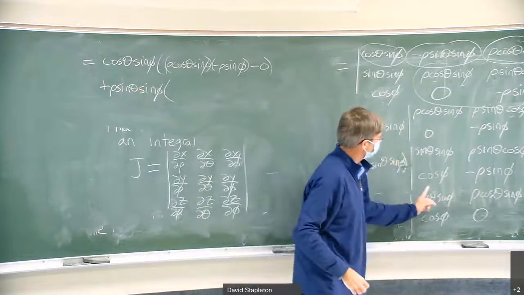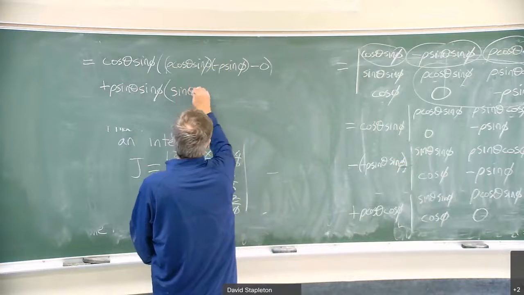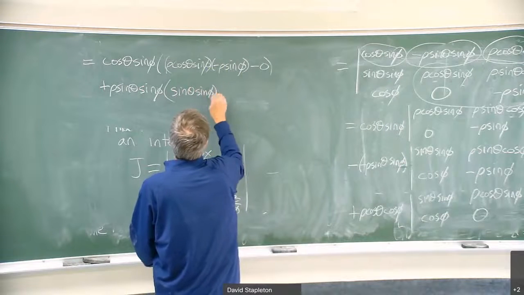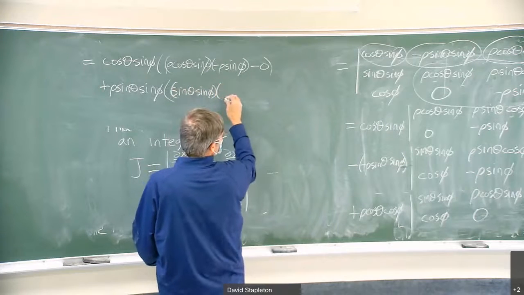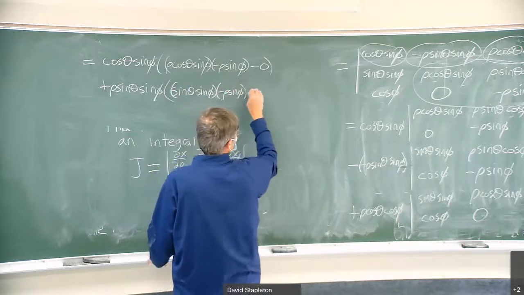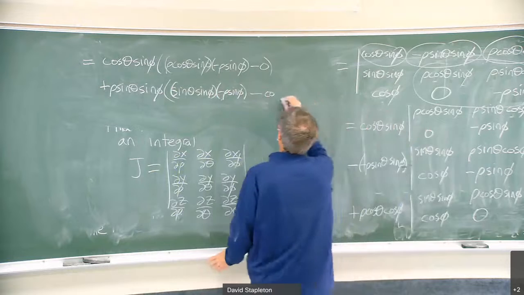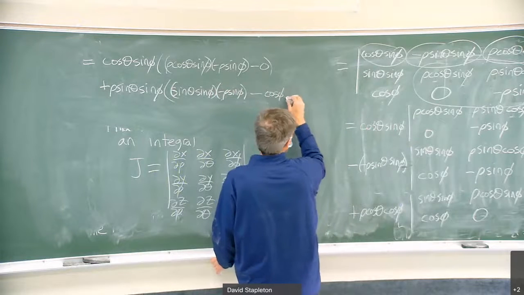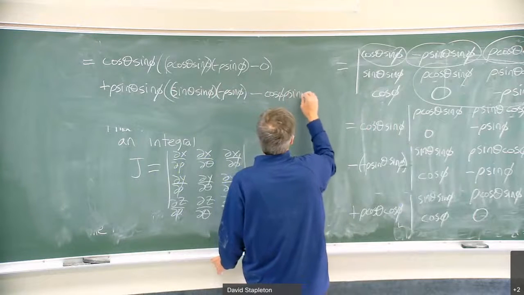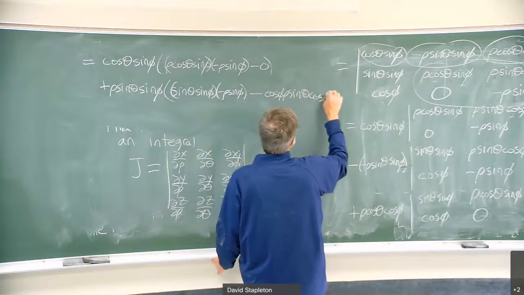This times this minus this times this, so it's sine theta sine phi minus rho sine phi, minus the other way, minus this one times this one is minus cosine phi rho sine theta cosine phi.